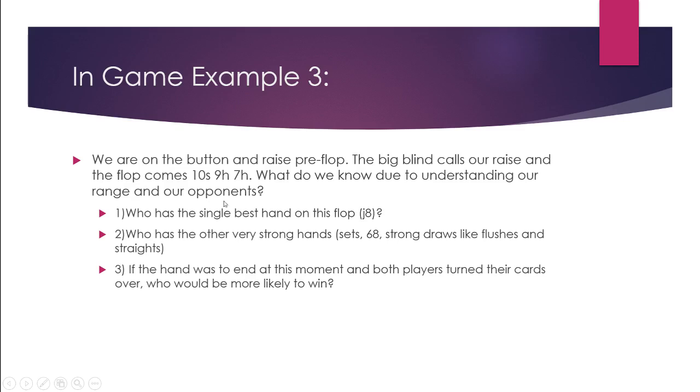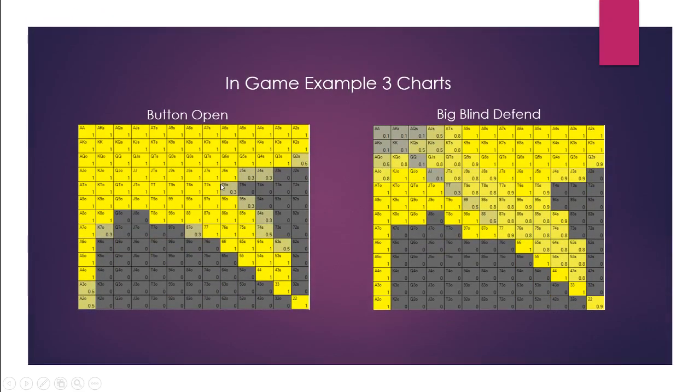So let's take a look at these graphs and how this interacts. So this is a big blind defense range, roughly, and this is the button open range. If we look here in this region of where these cards are, like a 10, an 8, and a 7, both players have all these cards here.